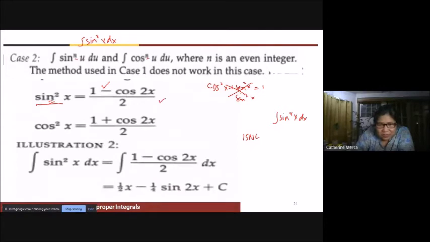Why do we have sine of 2x here? Because of the 2 dx. Okay, so you have that one. I hope you can still follow because that part, case 2, is very basic, these examples. Okay.